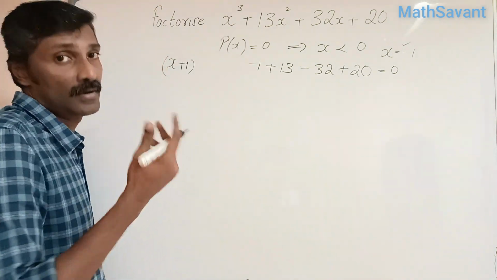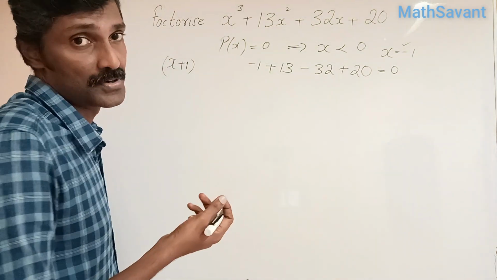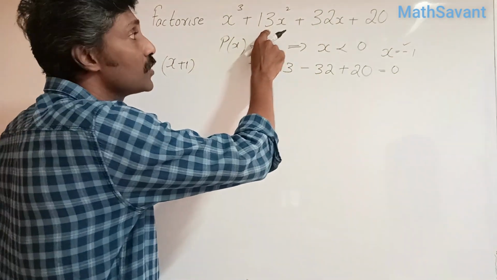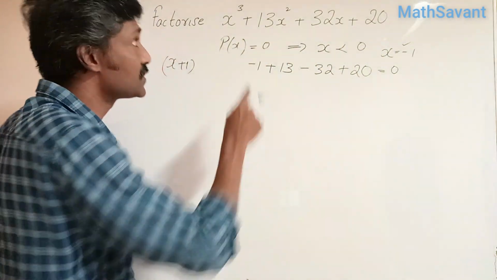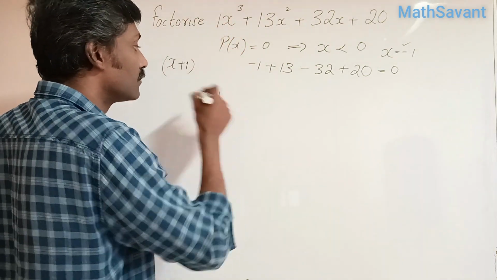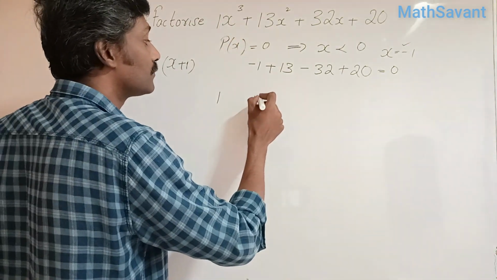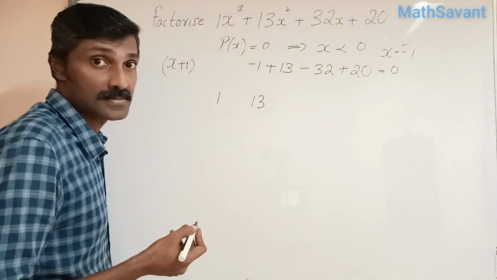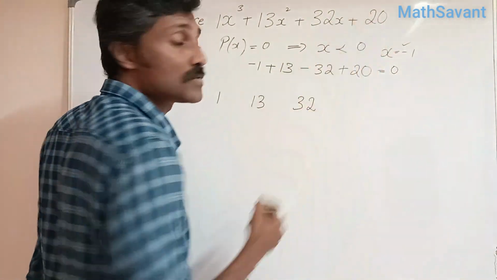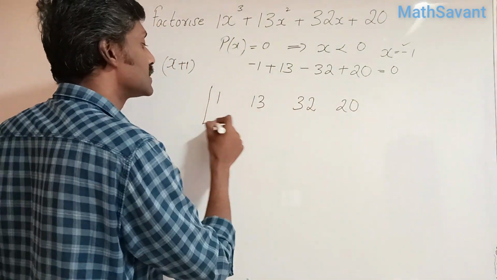Now how do you find those two factors? Let's do the synthetic method of division to find the other two factors. Let's write down the coefficient of each of the terms of this polynomial. First we have the cubic term and the coefficient is 1, right? So 1, we write it here. Next is the x squared term, the coefficient is 13. The third one is the x term, the coefficient is 32. The last constant term is 20. So let's write it like this, and then let's do the synthetic division.